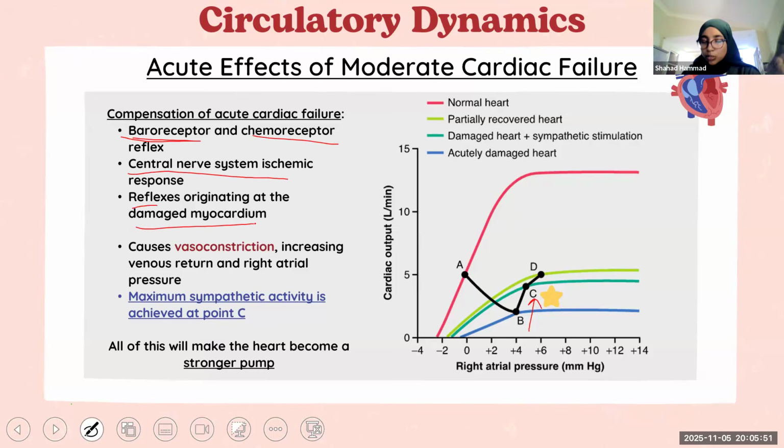Don't need to know this in much detail, just know that after we have the acutely damaged heart, it will start triggering reflexes, and these reflexes will start kicking in the sympathetic system. This will cause vasoconstriction, increased contractility, increased heart rate, all of these things. And all of these will bring it to point C, which is the sympathetic activity at its maximum point. And as you can see, this has increased the cardiac output from what we said was 2 originally here to, let's say, 4. It's not exactly what we needed, which was 5, but it's getting there, okay? So we started at point A, which was the normal heart. We had cardiac failure, which brought it down to point B. And then the heart and the body immediately started kicking in.